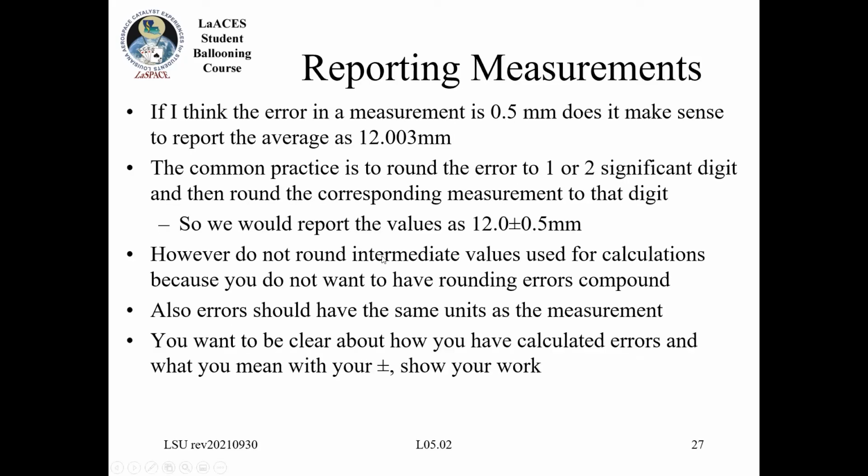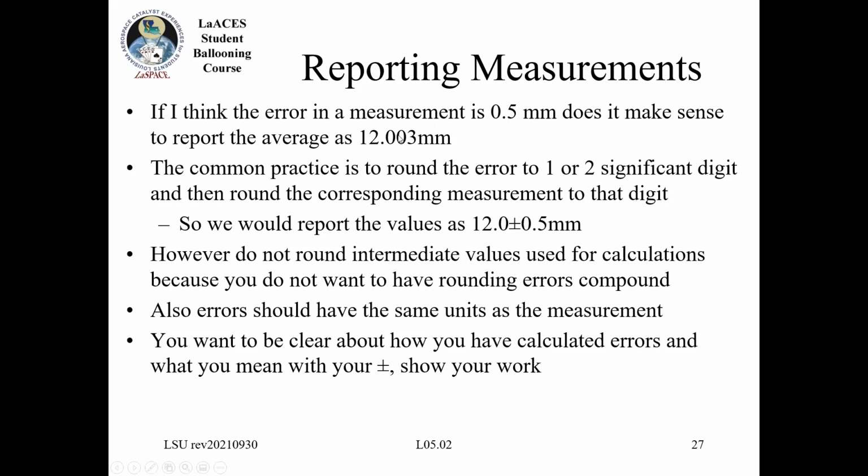So now that I know how to, in theory, calculate an error, we want to talk about what is the correct practice for reporting that error. For example, if I think the error is 0.5 millimeter, it doesn't really make sense for me to report that average value out to the 1,000th of a millimeter. I've said that all of my uncertainty is this big.